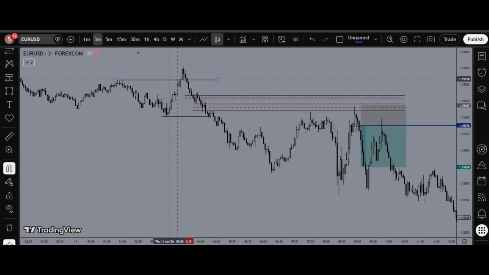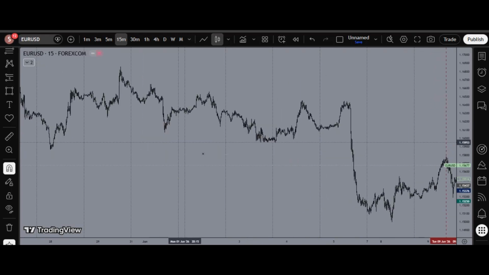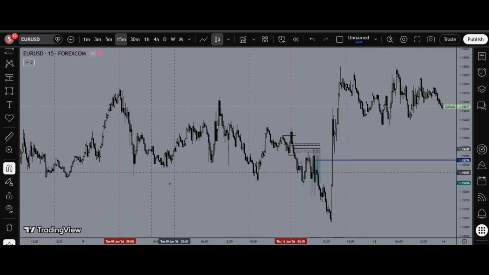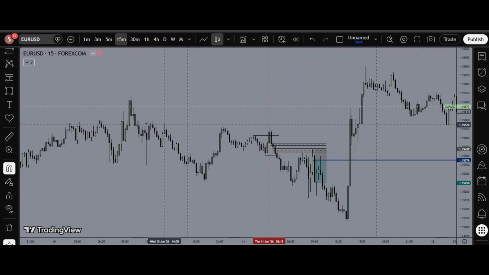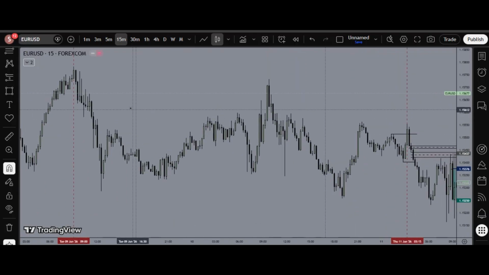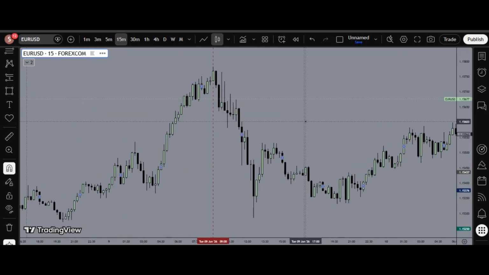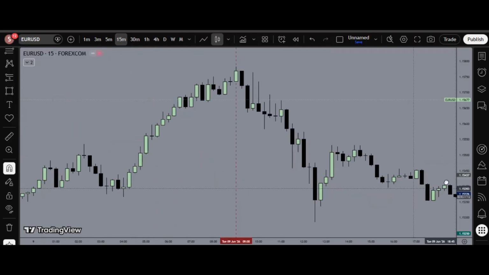Let's look at the second one. Price doesn't move without liquidity. Guys, this strategy is very simple. Just go to your chart, you will see it. Very simple, and it repeats every day.